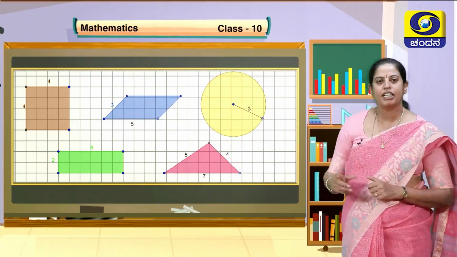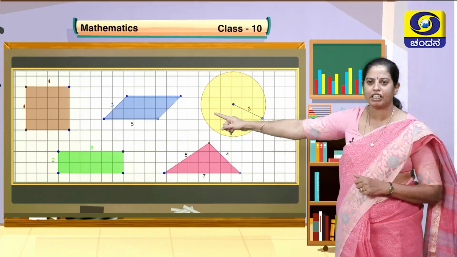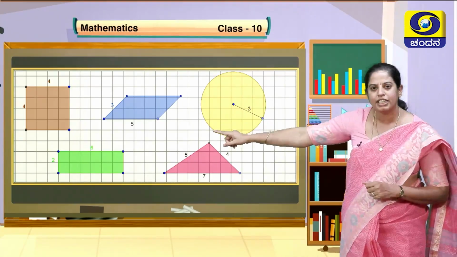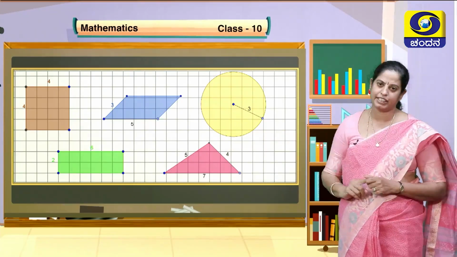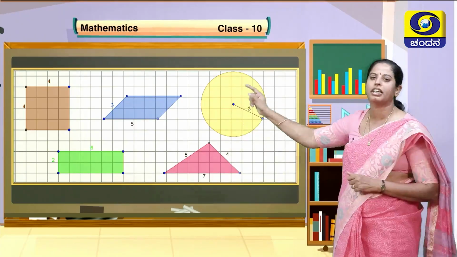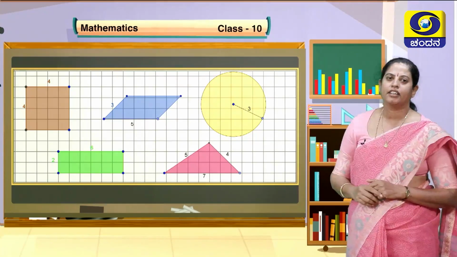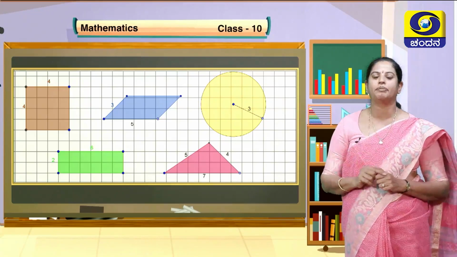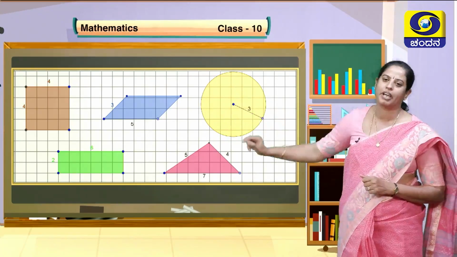Yes, children? In the same way, we find the area of the parallelogram that you have studied in 9th standard. Let us recall that it is base into height. That means we drop a perpendicular height and we measure the height of the parallelogram, then we multiply the height by the base, that gives the area of parallelogram.